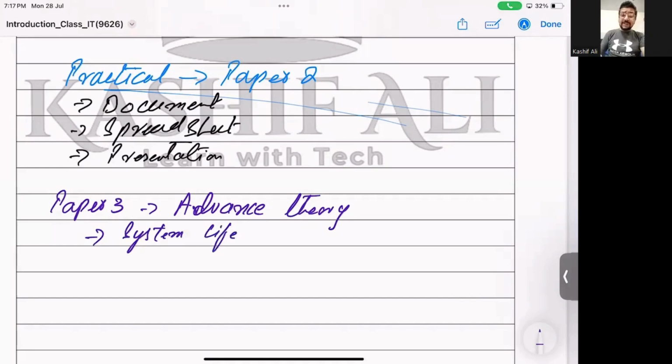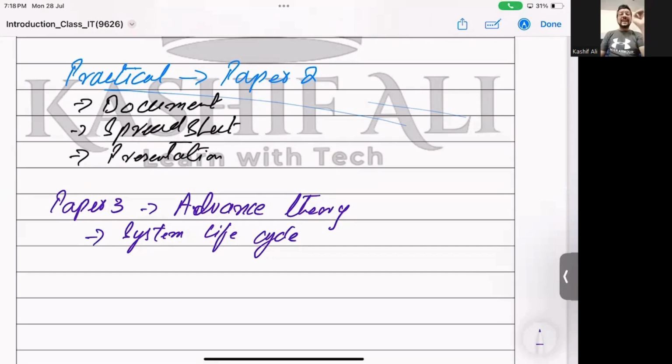So in advanced theory, the student should be aware of the system life cycle. Whenever we talk about the system life cycle, it is a cycle which needs to be completed: analyze, design, implement, testing, documentation, evaluation. So whenever we talk about the program life cycle and the system life cycle, two more things are added over here: the documentation and evaluation.